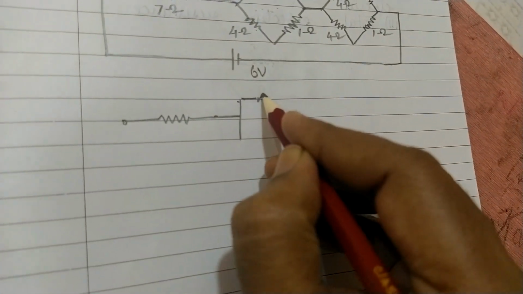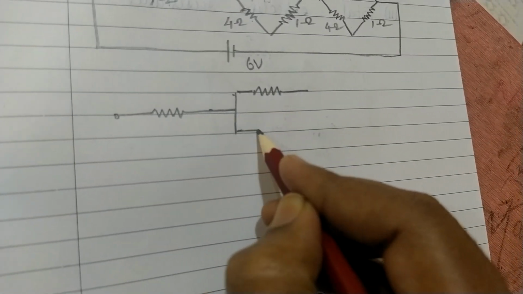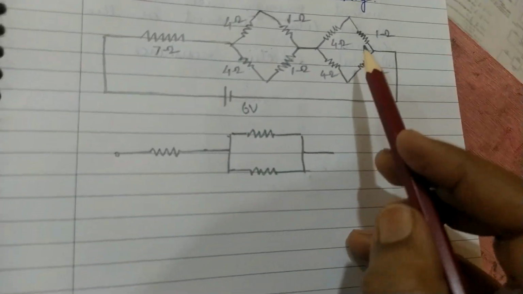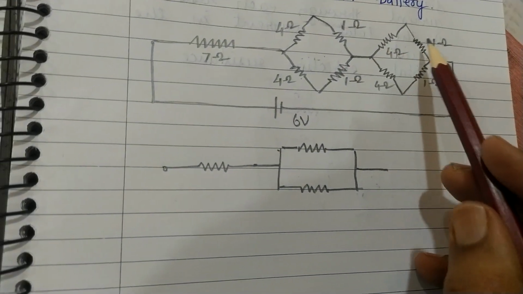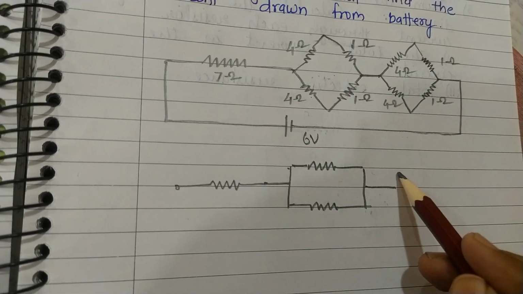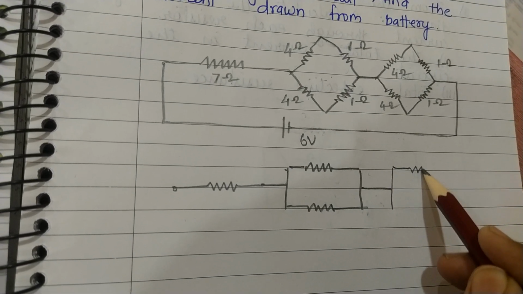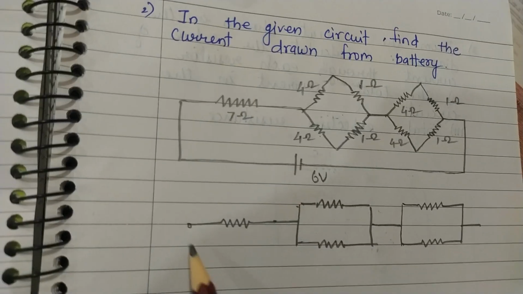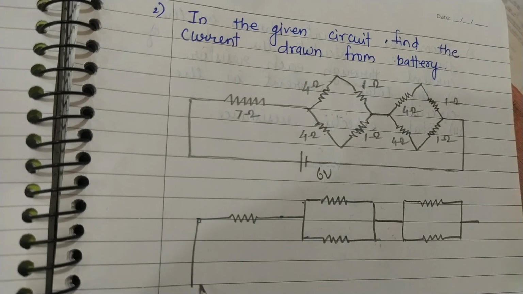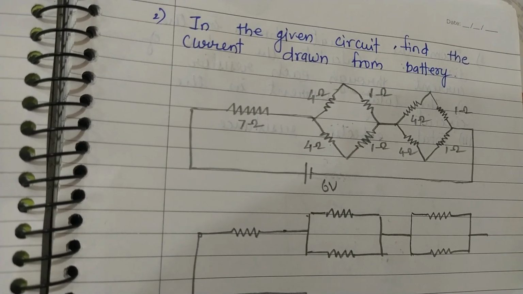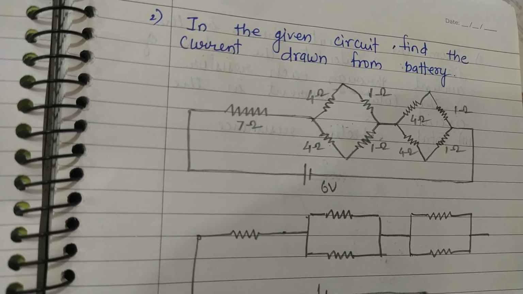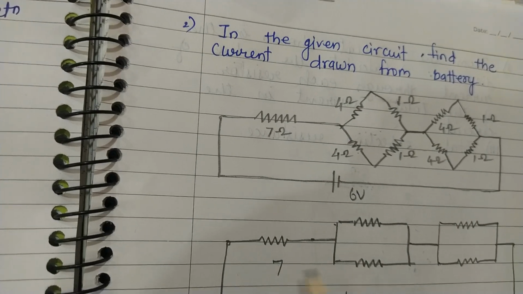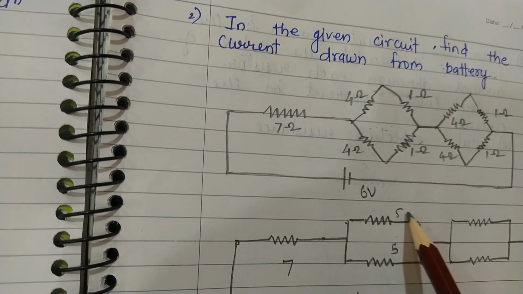We can add directly: 5, again this 5. Here also we can add 4 plus 1. Here also this 4 plus 1. Right? 7, this 5 ohm, 5 ohm.